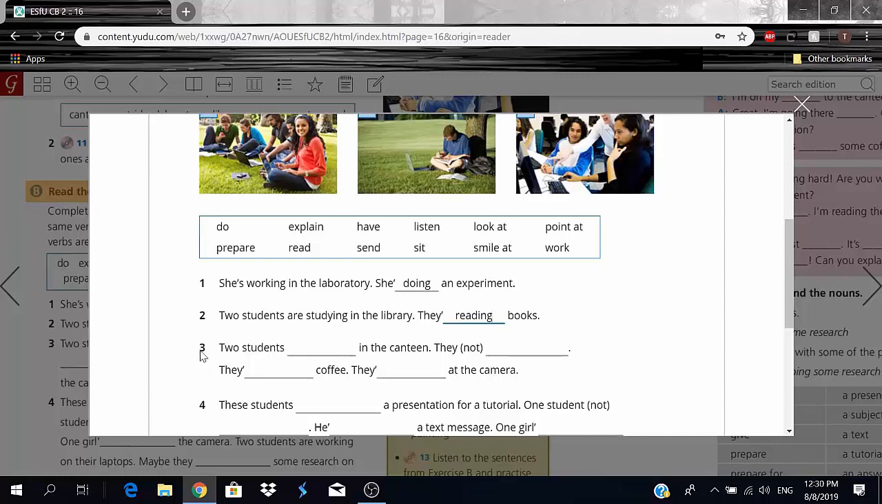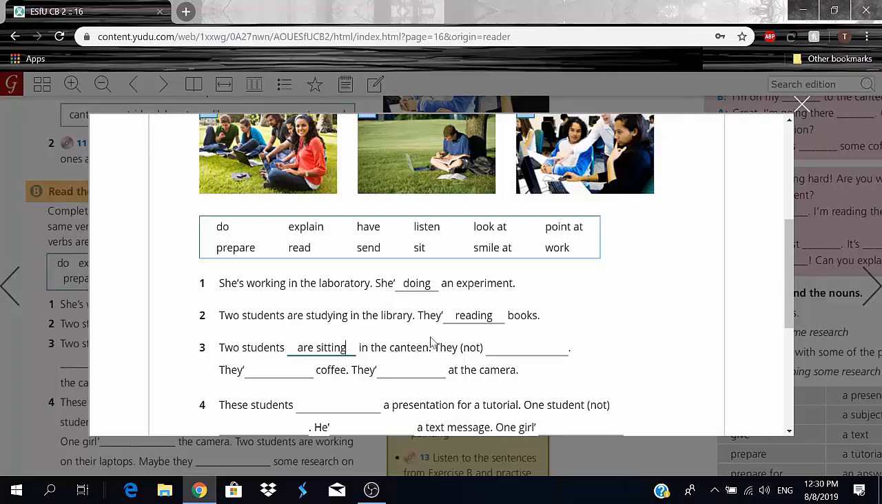Okay. 3, 2 students dash in the canteen. 2 students are sitting in the canteen. Here we have sit. We added are sitting because I can't say 2 students sitting in the canteen. I have to say 2 students are sitting. If it was 1 student, what would I say? That's correct. I would say is sitting in the canteen. So 1 student is sitting in the canteen. Because here it's plural, we'll add the plural verb to be. So 2 students are sitting in the canteen.